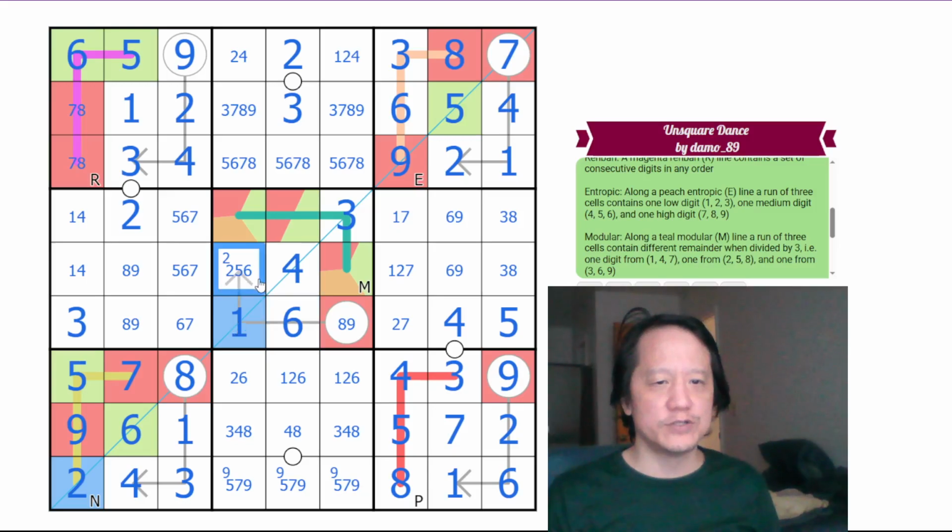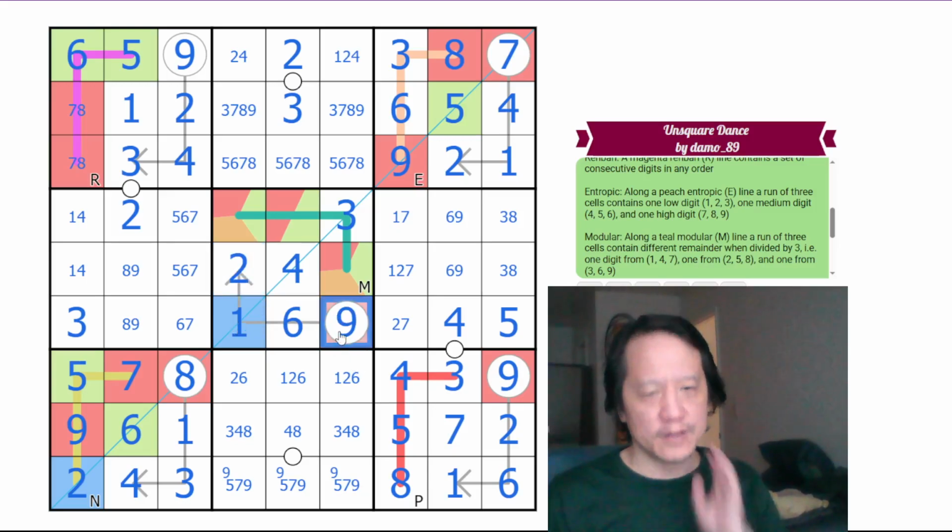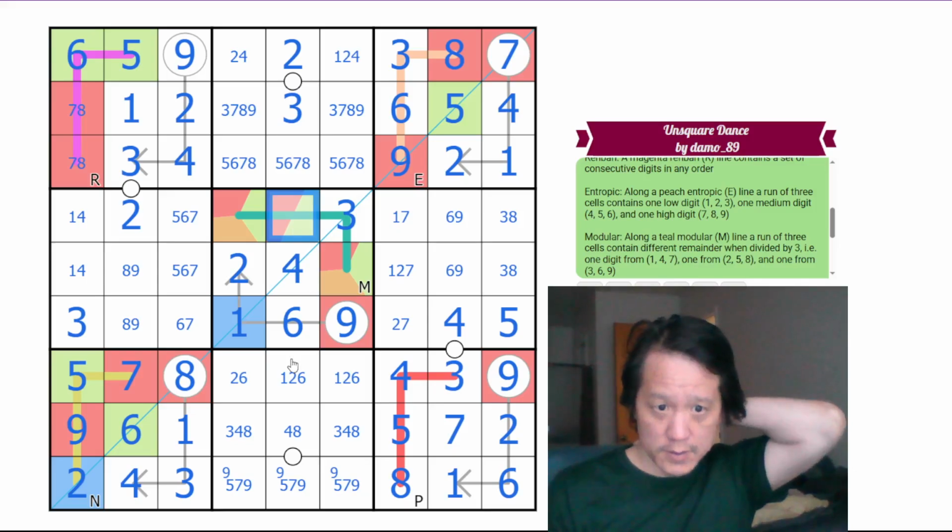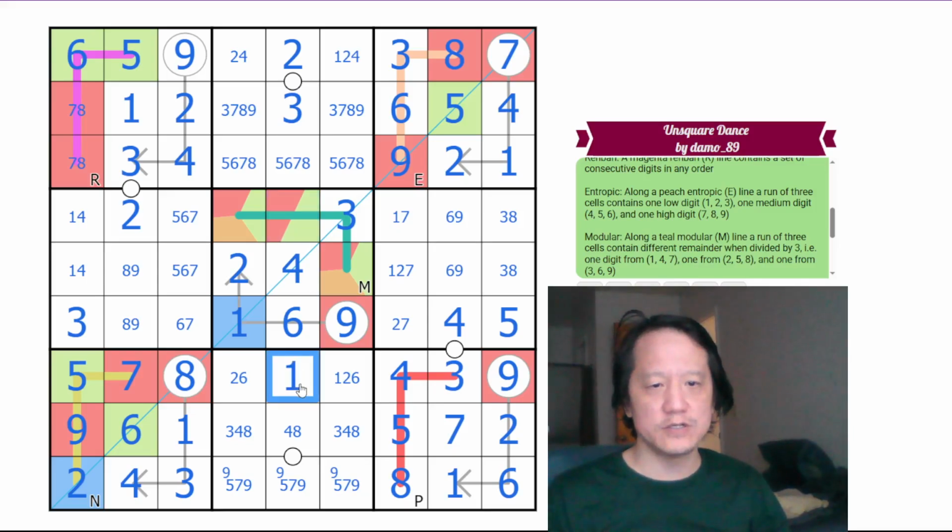So this must be 1, 2, and 6 to add up to 9 there. 2 and 6 eliminate 2 and 6 here, so it's 1. 2 eliminates 2 there, so it's 6, which makes that 2. 3, 4 eliminate 3 and 4 here, so it's 8. So no 5 there, because 5 is not consecutive with 8. No 6 or 8 here.